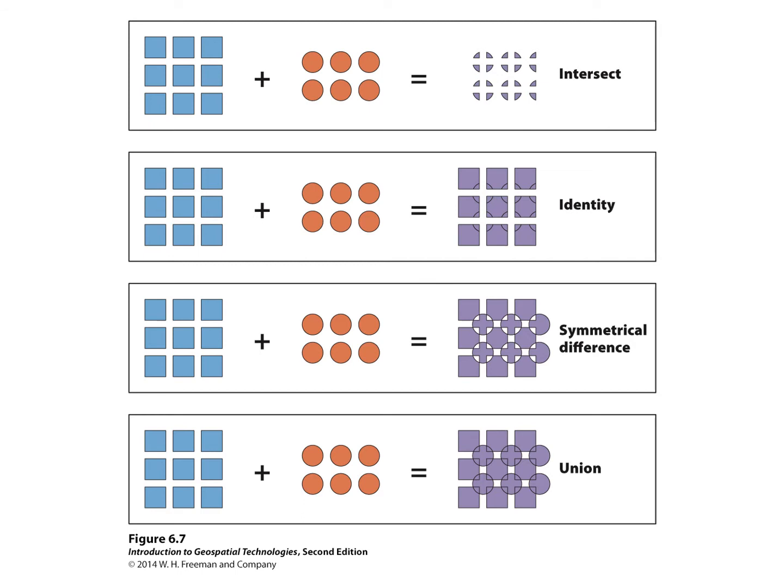And then lastly, we have the union function, and unions are really, really common. We take the blue squares and the red circles, and it simply combines those together. Now, the interesting thing is the lines.